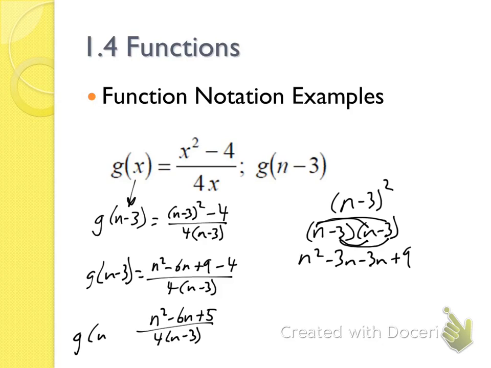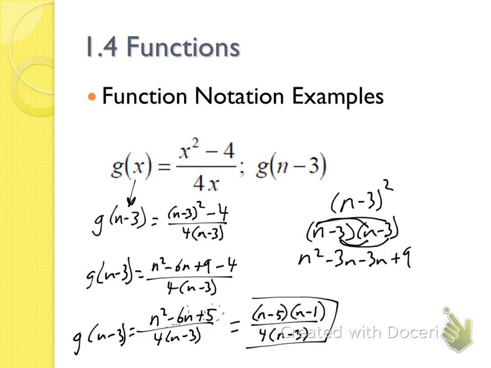Now, that's a perfectly fine place to stop, but I'm going to go a little bit further because I got a sneaky suspicion that the top can be factored. And so I'm going to go backwards in FOIL and think of what the first and the last would be and do factoring and break n squared down into n times n. And then I look at the 5 and I think, what multiplies together to be 5? Well, 5 times 1. And then I need that to add up to be a negative 6, which is going to be a negative 5 and a negative 1. So now I have n minus 5 times n minus 1 over 4 times n minus 3.